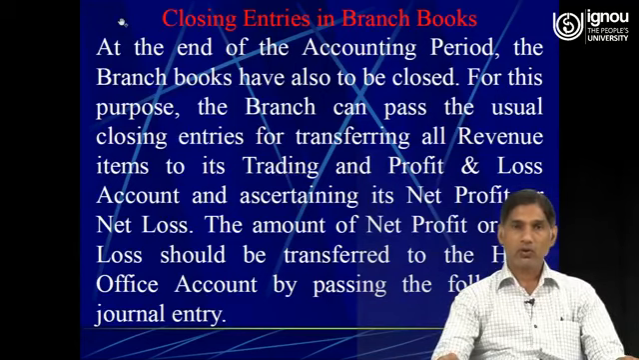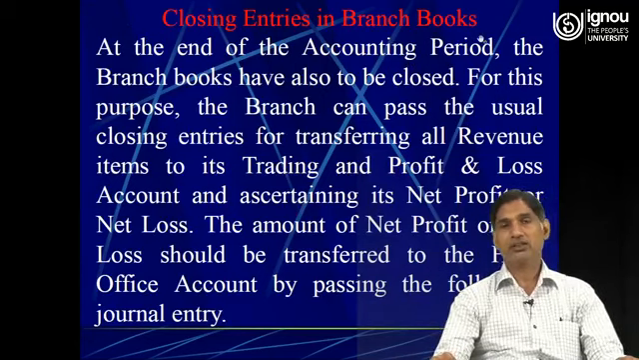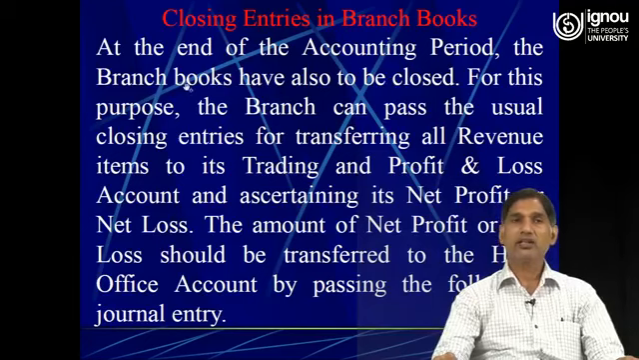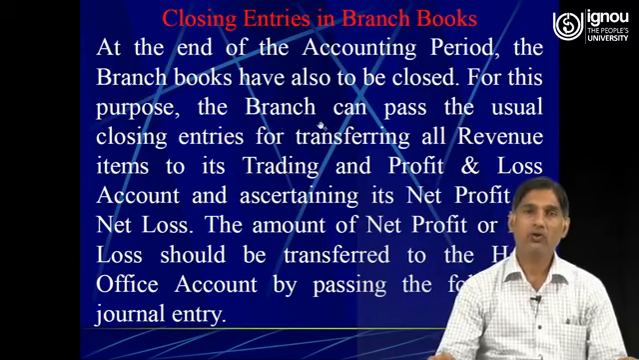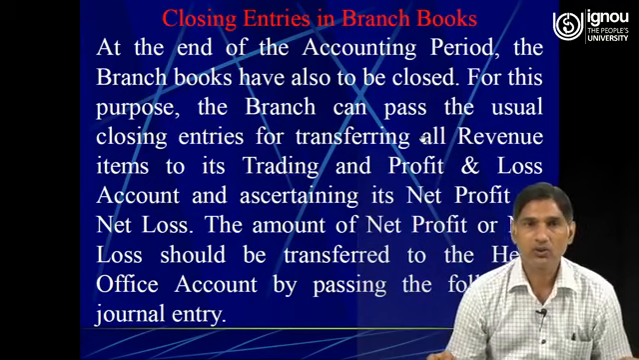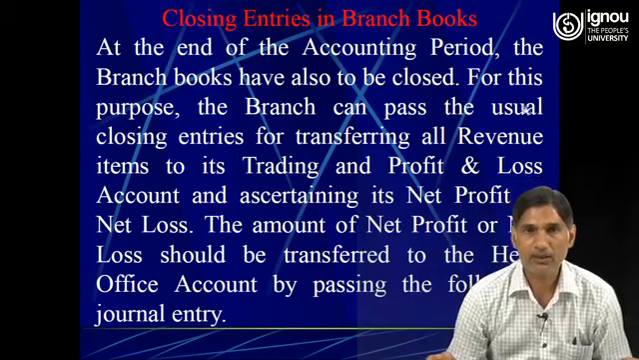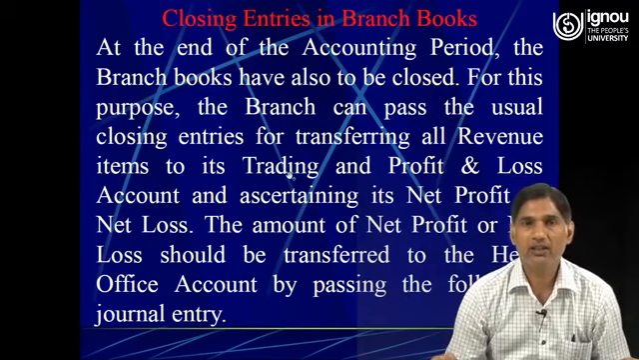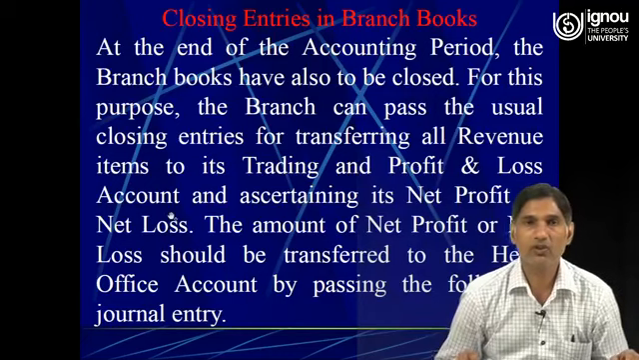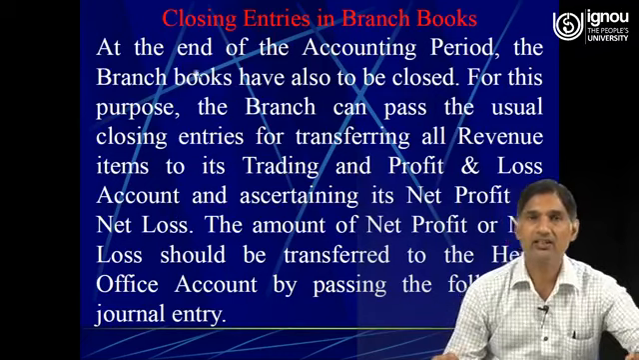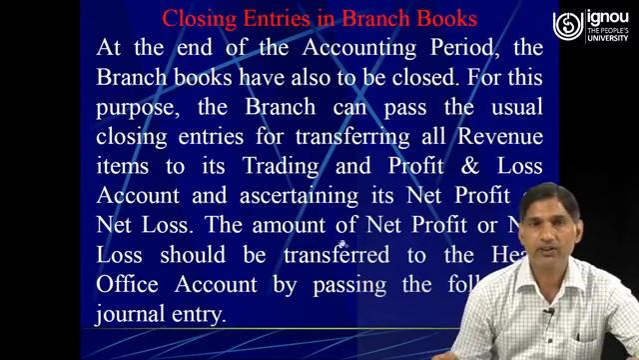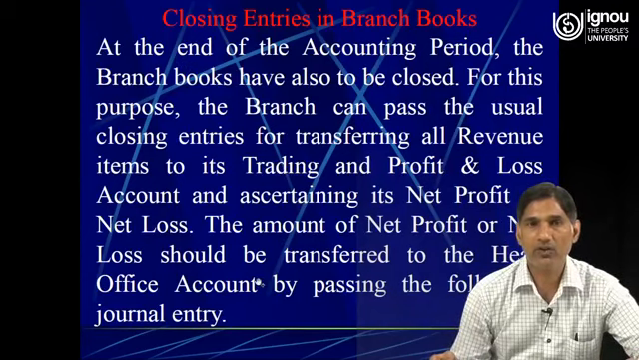Now the closing entries in branch accounts. So, well friends, at the end of the accounting period the branch books also have to be closed. For this purpose the branch can pass the usual closing entry for transferring all revenue items to its trading account and profit and loss account, and ascertaining its net profit or net loss. The amount of net profit or net loss should be transferred to the head office account by passing the following journal entry.